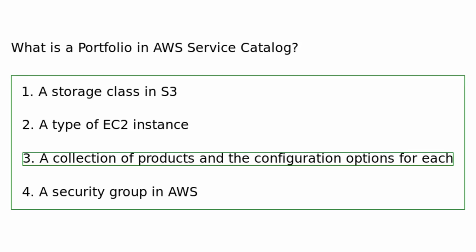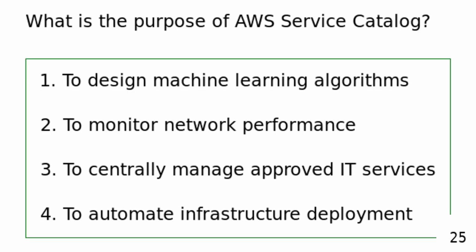A portfolio in AWS Service Catalog is a collection of products along with the configuration options for each product. What is the purpose of AWS Service Catalog? To design machine learning algorithms. To monitor network performance. To centrally manage approved IT services. To automate infrastructure deployment.